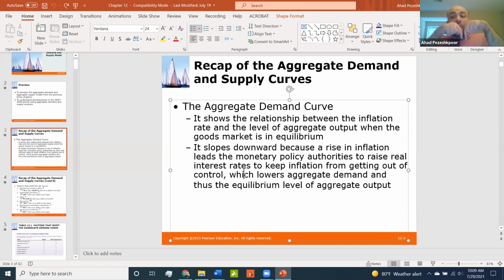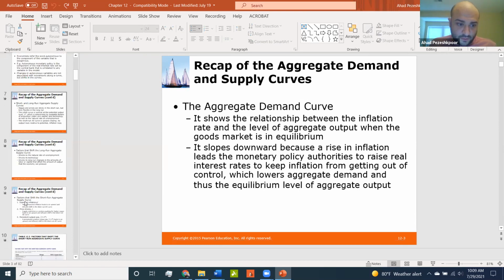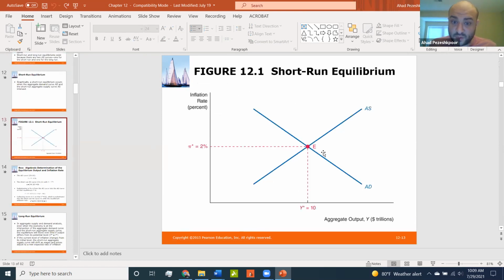So by lowering interest rates, this is what they're trying to do in the short run again. Remember, these are short run numbers. By lowering interest rates, they're going to try to increase inflation. By causing inflation, your aggregate demand curve here shifts to the right.